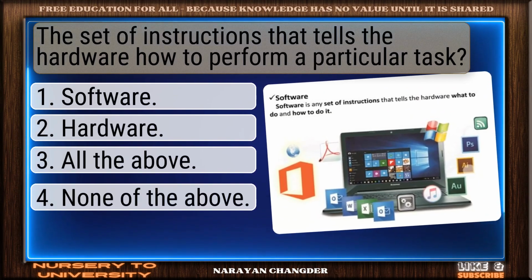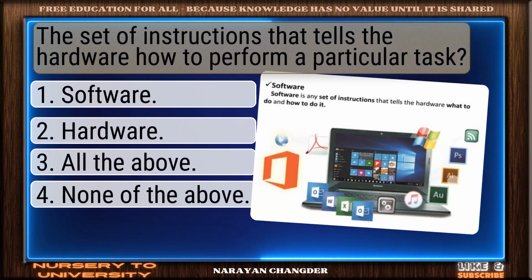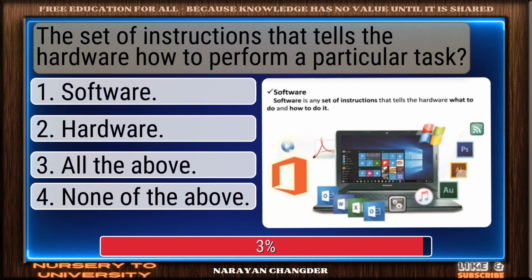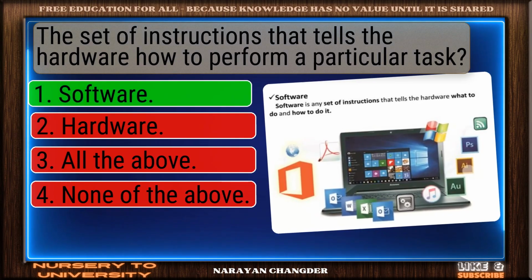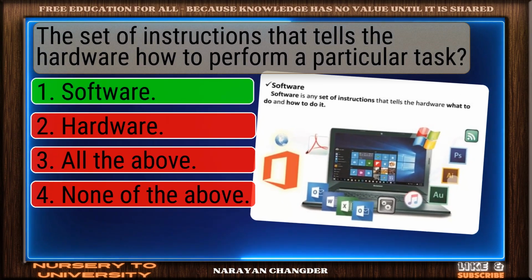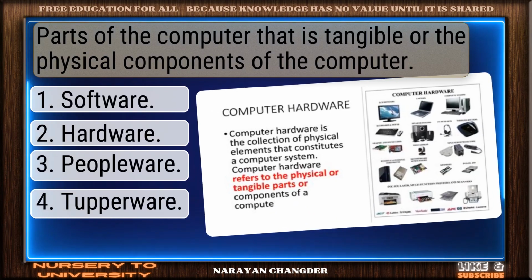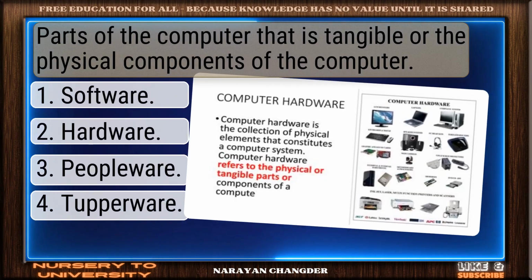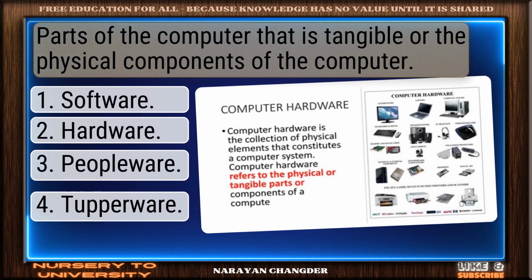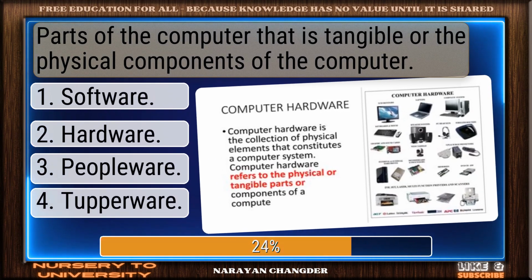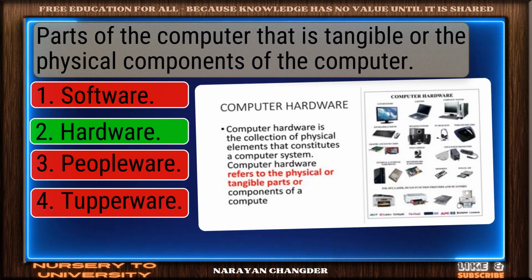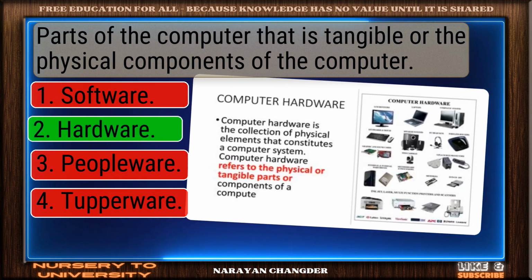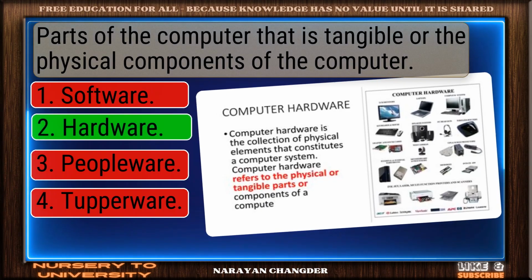The set of instructions that tells the hardware how to perform a particular task. Right again. Software is a valid answer. Parts of the computer that are tangible, or the physical components of the computer. Correct response. Hardware is the most accurate answer.